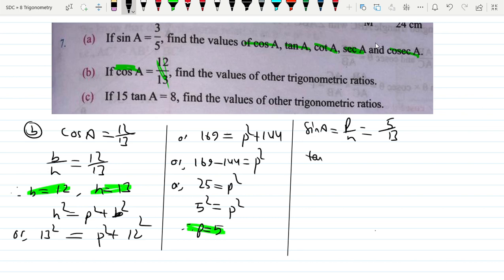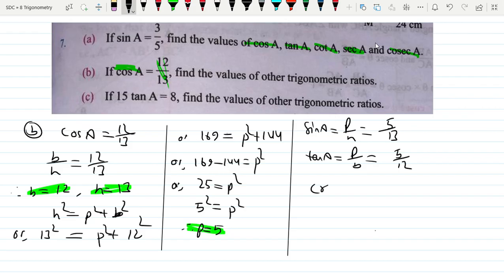Now I go with tan. Tan is the ratio of perpendicular and base. Perpendicular we do have 5, just found, and the base that's given there is 12. So tan is 5 by 12. And after finding sine and tan, now we go with the reciprocal ratios.